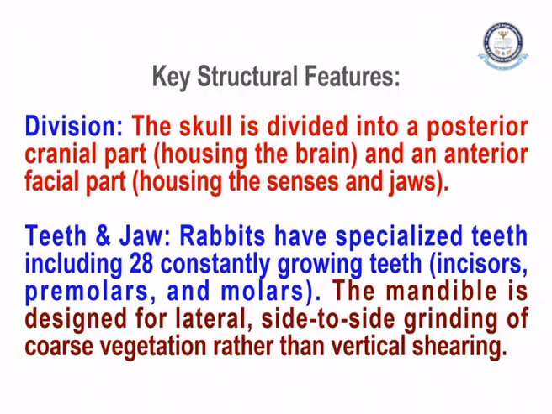Some of the structural key features include a posterior cranial part which has the brain, and the anterior facial part which has the various sense organs and the jaw. Coming to the teeth and the jaw, it has 28 constantly growing teeth, and the different kinds of teeth are incisors, premolars and molars. The mandible is designed for lateral, side to side grinding of coarse vegetation rather than vertical shearing.